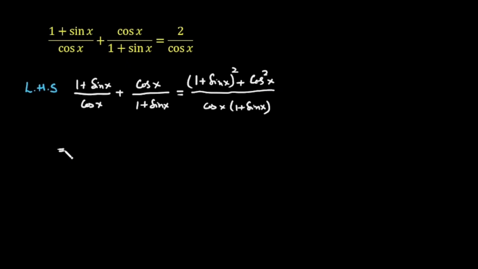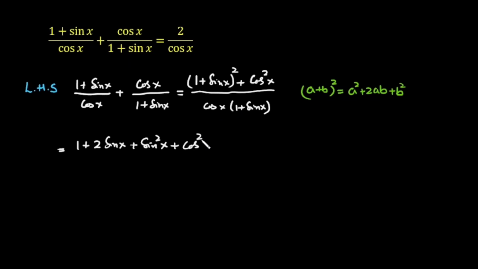So in the next step, open this square with our algebraic formula. (a plus b) square equal to a square plus 2ab plus b square, is 1 plus 2 sin x plus sin square x, plus cos square x, over cos x times (1 plus sin x).